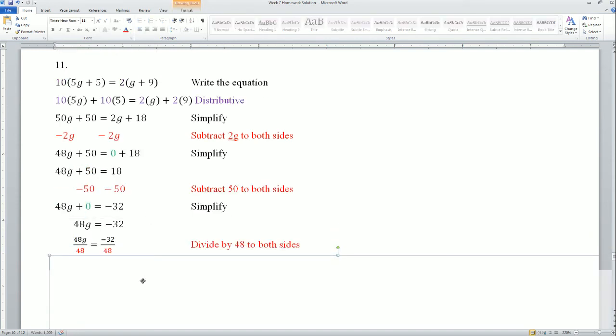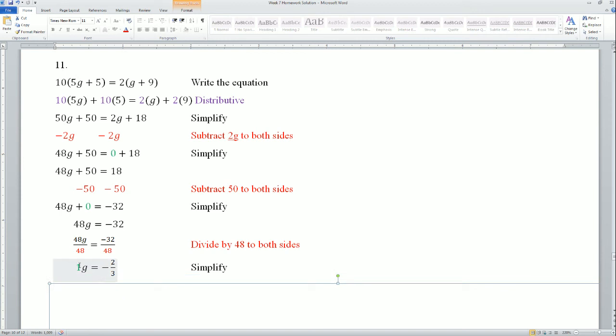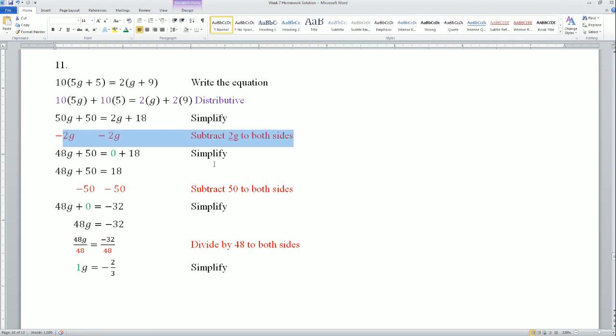Divide by 48 to both sides. You can now simplify to 1g is equal to negative 2/3. A lot of steps here. Okay? Right? So try not to make mistakes, but again, it's always you're removing one piece at a time.